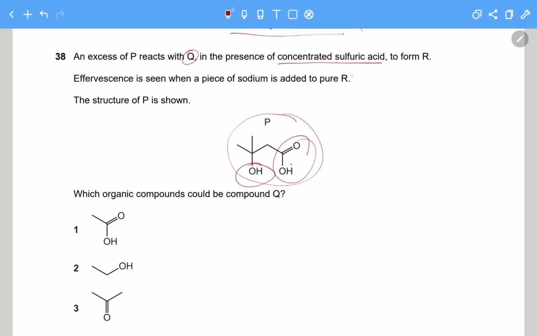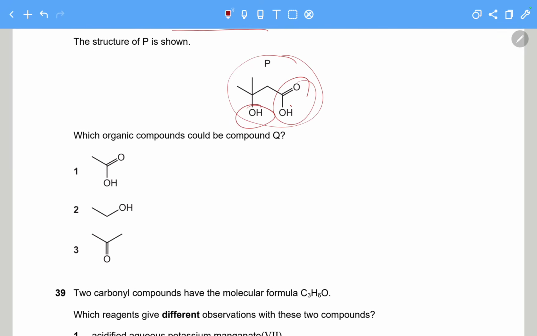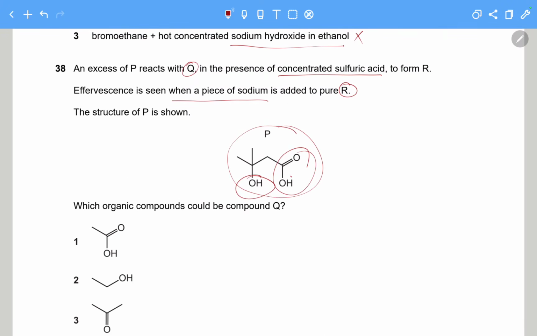Effervescence is seen when a piece of sodium is added to pure R. So that means R contains a carboxylic acid group or an alcohol group, because remember, sodium reacts with both. So which organic compounds could be Q? If Q is a carboxylic acid, it will react with the alcohol group of P, and it will leave the carboxylic acid group of P, which will react with the sodium.